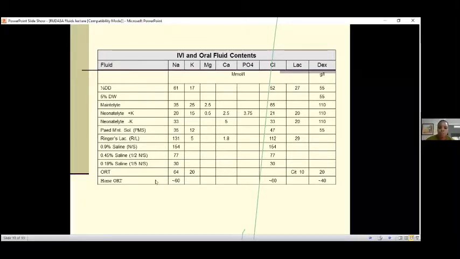So what is more important is the sodium content that is in these fluids, because as much as other electrolytes do get disturbed when there's diarrhea and vomiting, the sodium is one of the first electrolytes to be disturbed. So that column is really showing us the amount of sodium in those fluids.